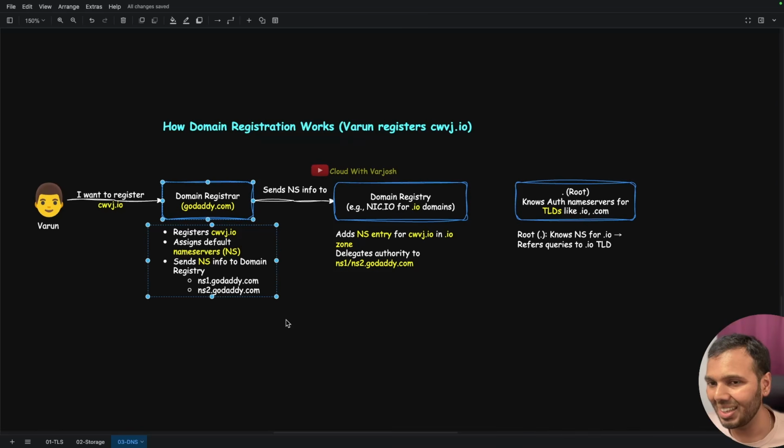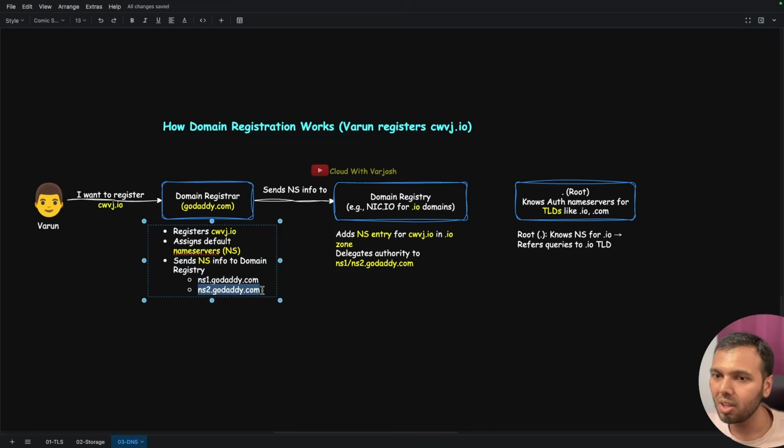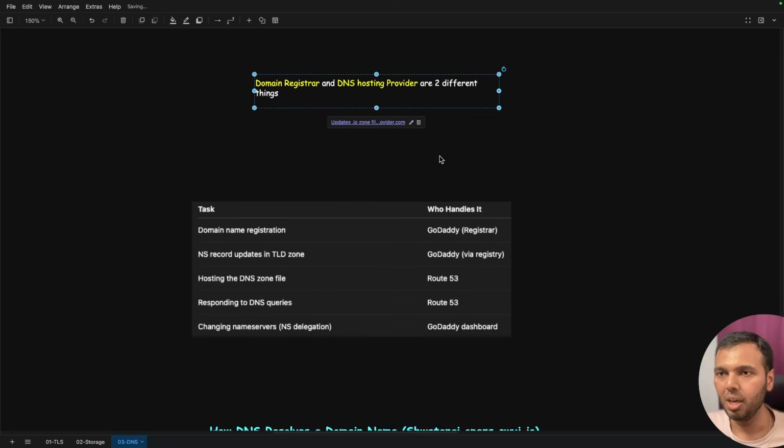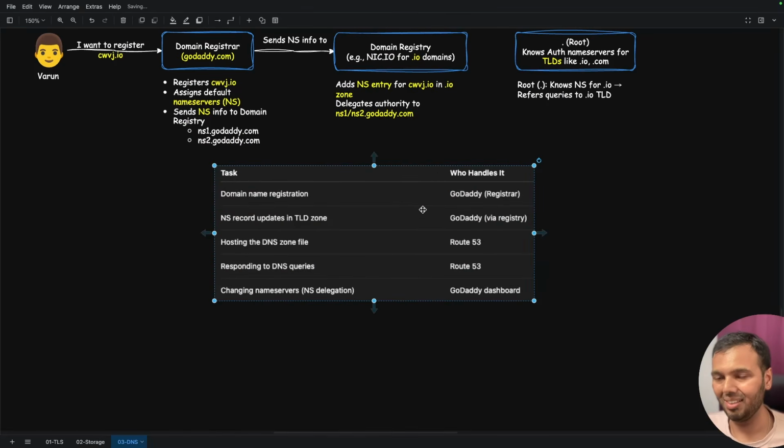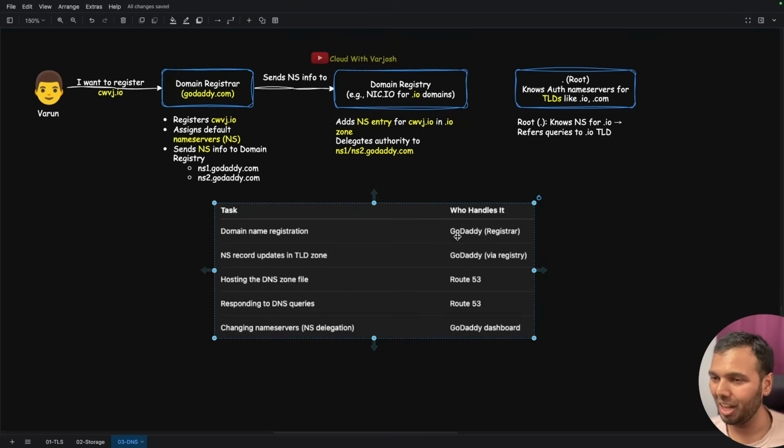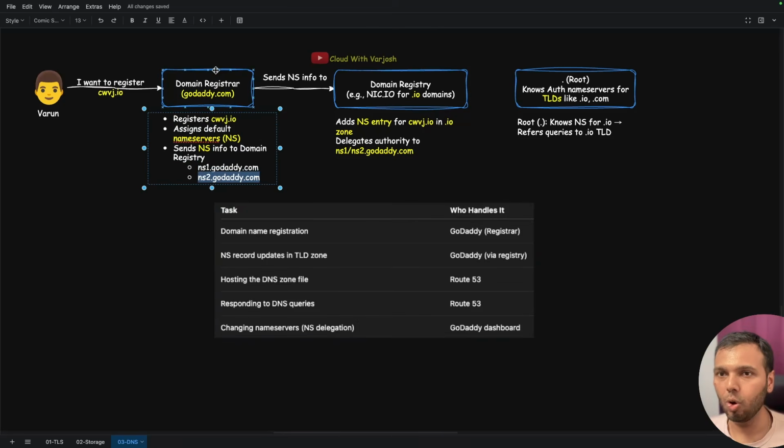But what we are saying here is you can segregate these responsibilities. You can have GoDaddy as your domain registrar, but you can have these name servers from Route 53, and that is what we are discussing here. So let me move this to the top so that you can understand this. Domain name registration is done by GoDaddy in that scenario. NS record updates in the TLD zone are performed by GoDaddy, because we know if these records change, it will be GoDaddy who will connect with the domain registry of .io to make those changes.